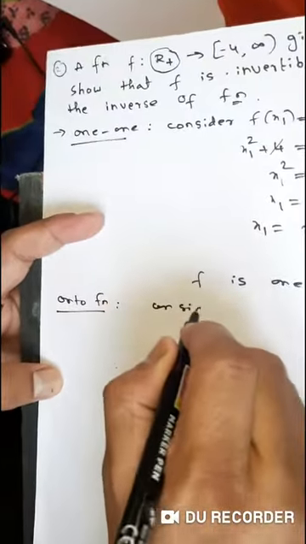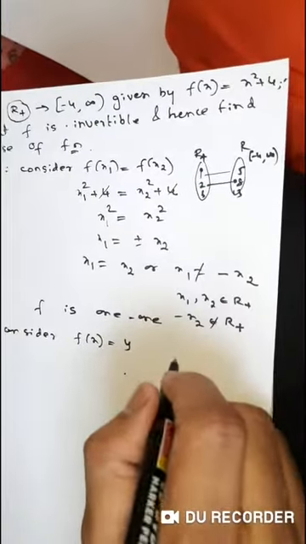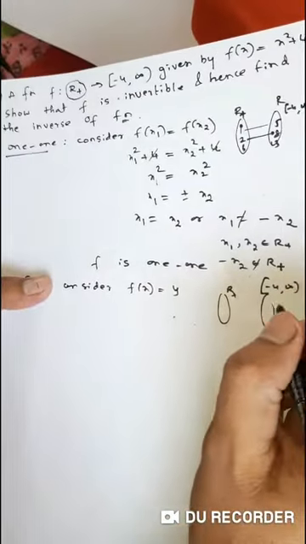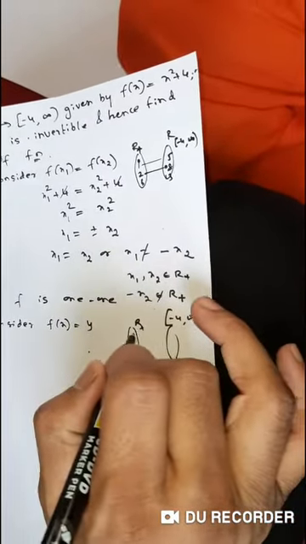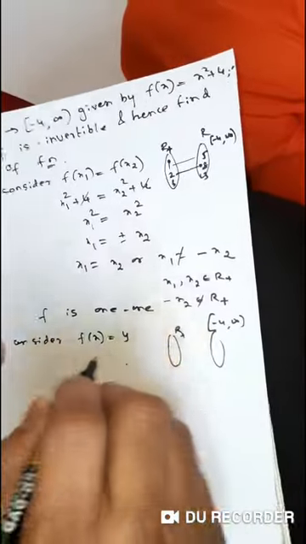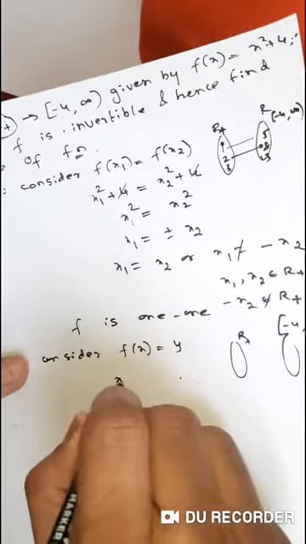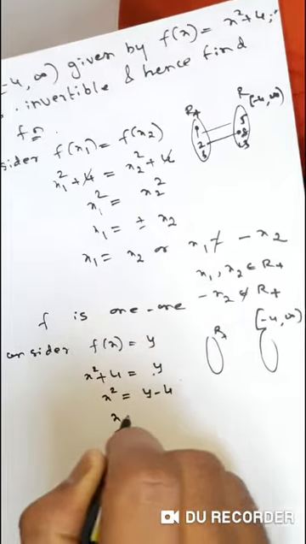Same, consider f of x equal to y. So here the R plus, and this is minus 4 comma infinity. So now we find the onto function. It means every real number which belongs to minus 4 comma infinity should have inputs in R plus, in positive real numbers. So mathematically f of x equal to y, so f of x is x square plus 4 equal to y, x square equal to y minus 4, x is equal to square root of y minus 4.